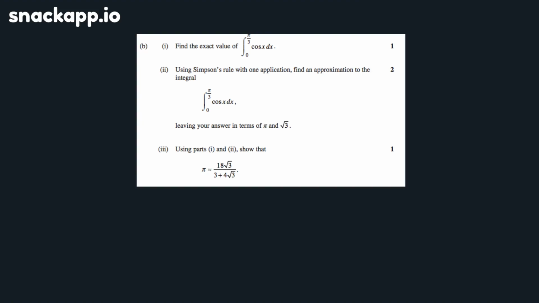So question 14b has a number of parts to it. If we just quickly look through them, we can get an idea of what they're trying to get us to do. The first part, we're finding the exact value of this region on the cos curve. The second part, we're using a Simpson's approximation. And the third part, we're trying to show that pi can be approximated using this fraction here. Okay.